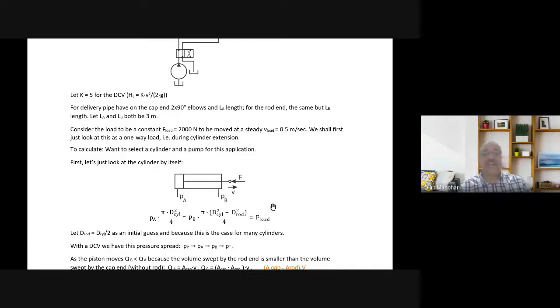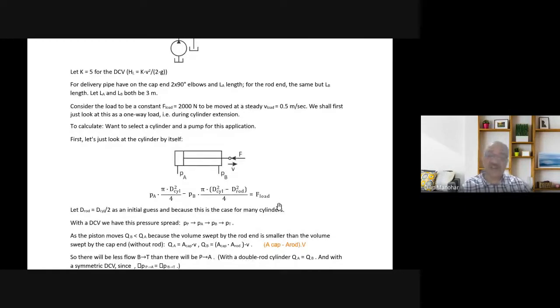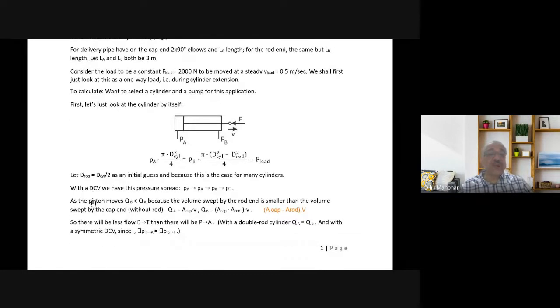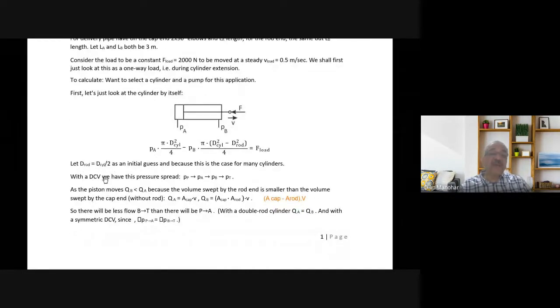So we write the first equation of statics or mechanics. The load balance is taken. Now, for the sake of simplicity, let us assume the diameter of the rod is equal to the cylinder diameter by 2 as the initial value. This could be slightly different, but let us assume this for the sake of simplicity. So we assume that the rod diameter is half the size of the cylinder diameter.